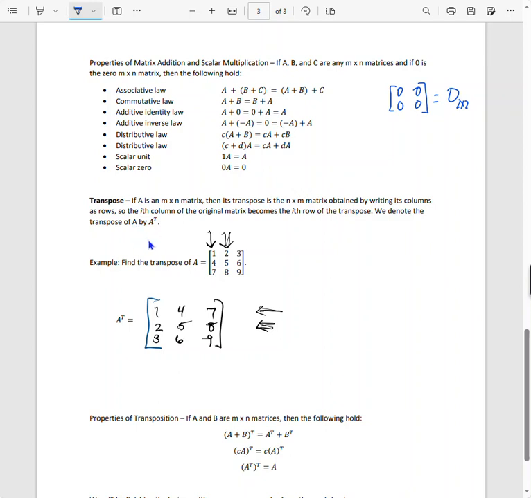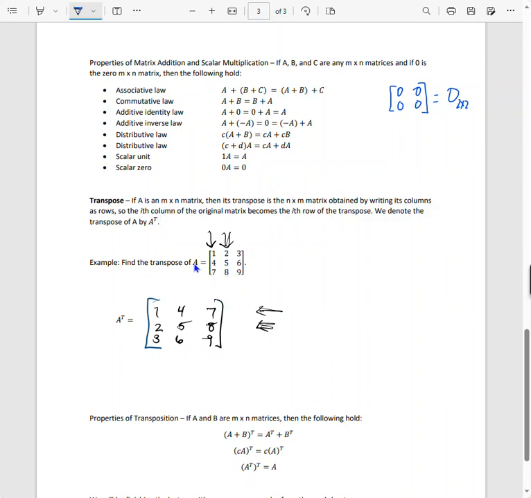Last fact I want to talk about real quick right here. If A is an m by n matrix, then its transpose, it's a new term, is the n by m matrix obtained by writing its columns as rows. So the ith column of the original matrix becomes the ith row of the transpose. We denote the transpose of A by A with a capital T up above it.